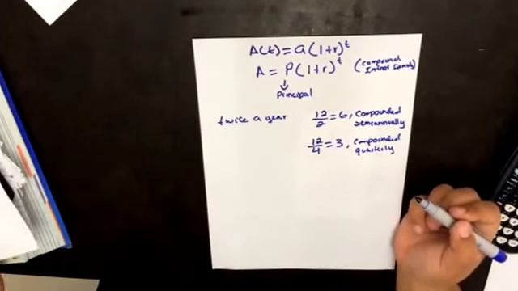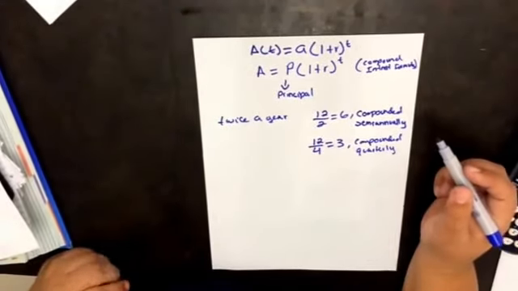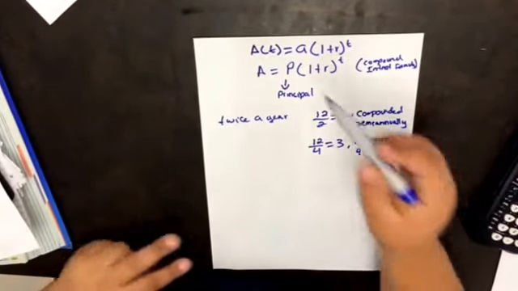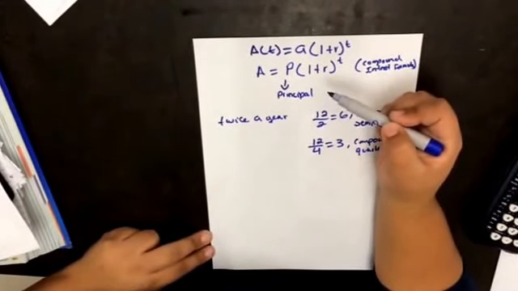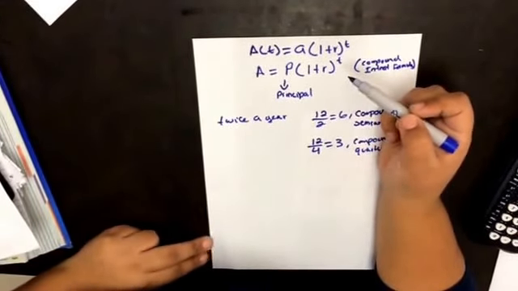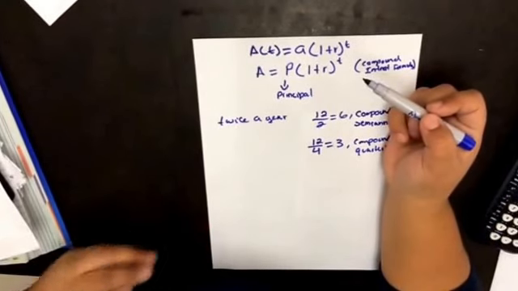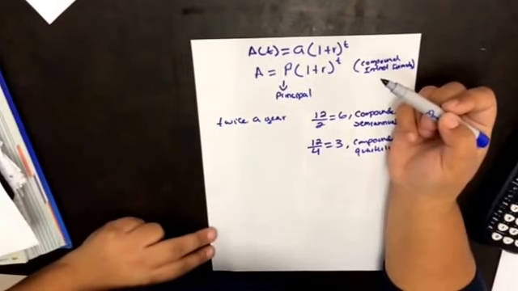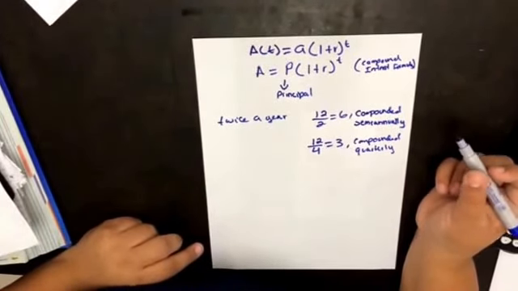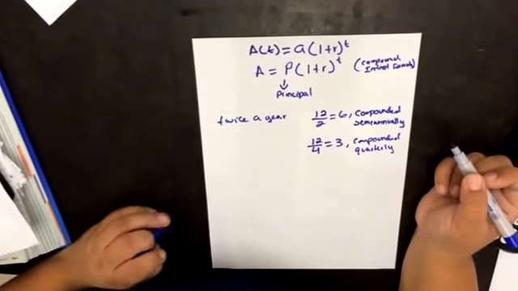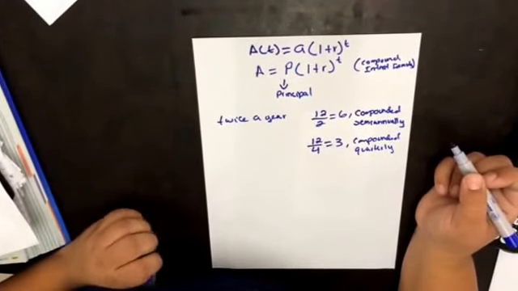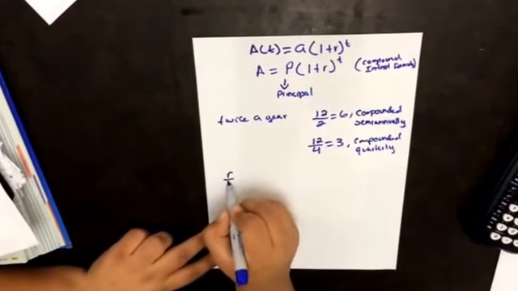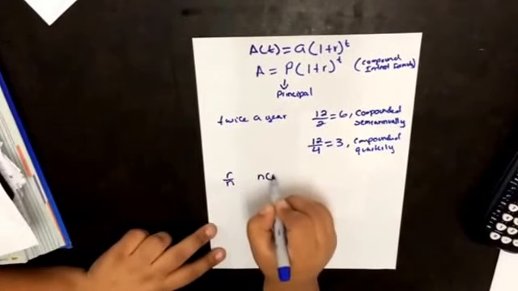So in general, when compounded interest is paid n times a year, we say that there are n compounding periods per year. So the formula A equals P times 1 plus r to the t can be adjusted to take into account the number of compounding periods in a year. So if there are n compounding periods per year, then the interest rate would be r over n, and the time would be n times t.